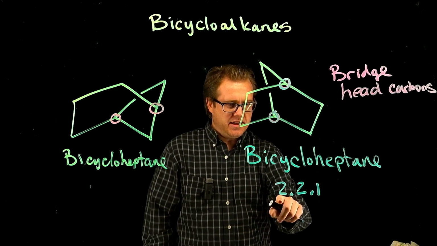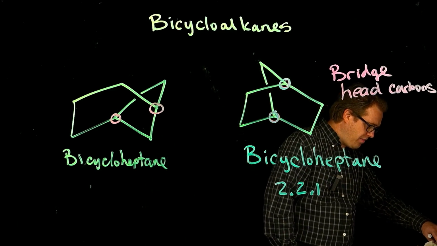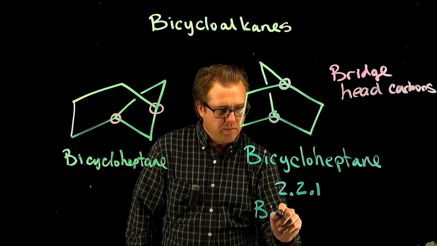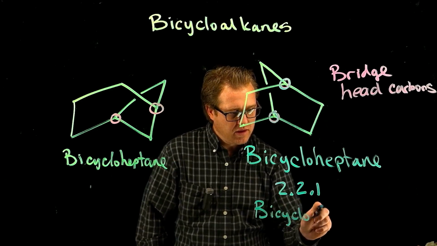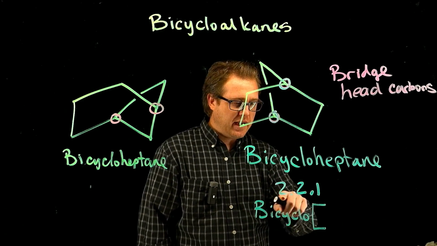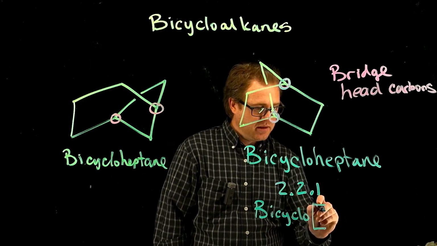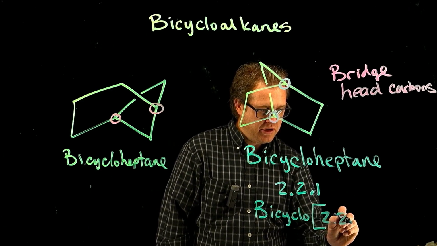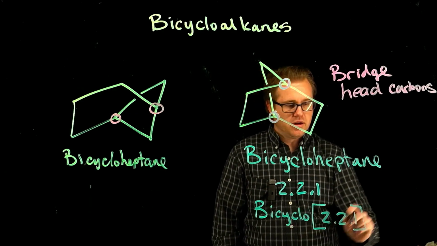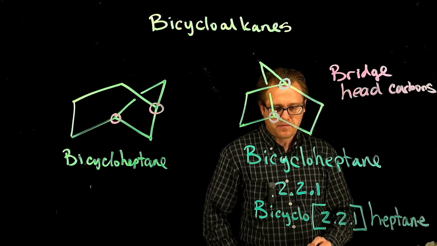And so these numbers right here are going to tell us the name of the compound. The way we actually name it is bicyclo, and then we use brackets, and then we put in the order the longest paths. So 2.2.1 bicycloheptane, like that.